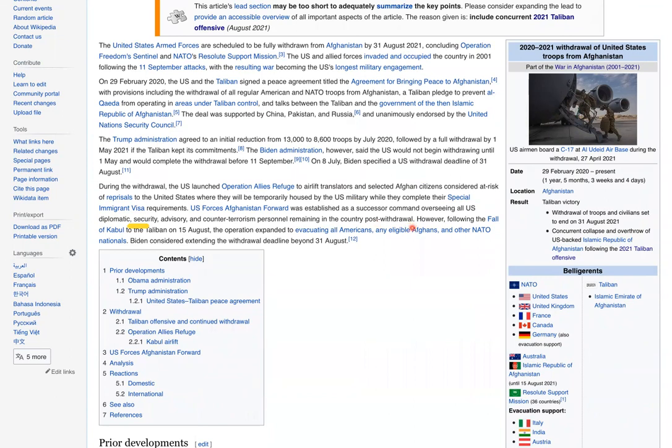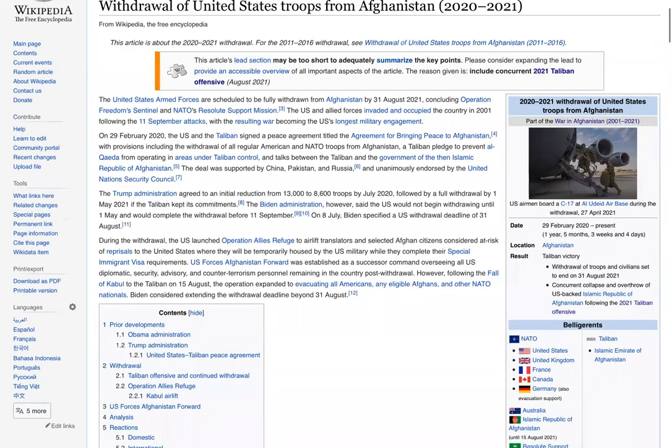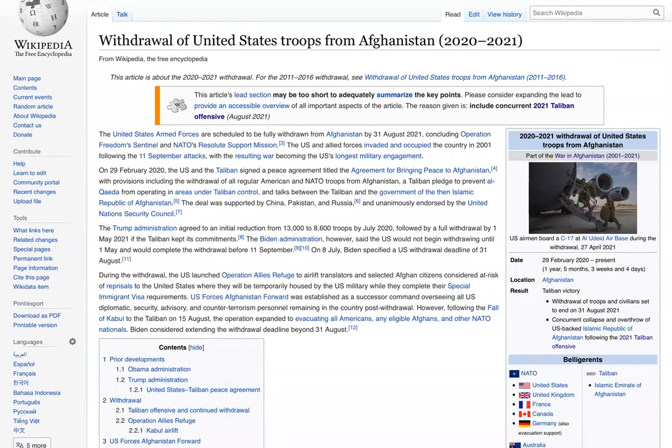However, following the fall of Kabul to the Taliban on 15th August, the operation expanded to evacuating all Americans, any eligible Afghans, and other NATO nationals. Biden considered extending the withdrawal deadline beyond 31st August. This is one of the major causes why the Taliban came into power so soon in August 2021 after the withdrawal of the United States.